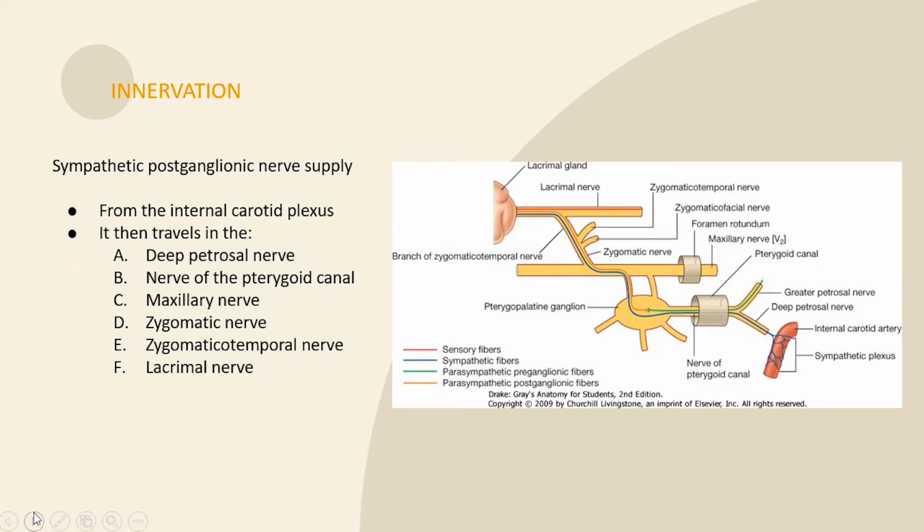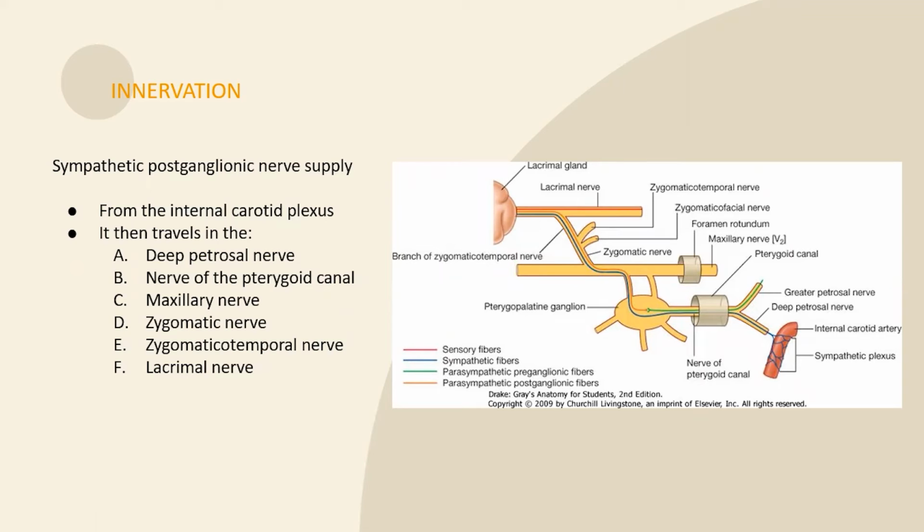It is also good to note that the lacrimal nerve, this nerve, is responsible for the sensory innervation of the lacrimal gland. It is an ophthalmic branch of the trigeminal nerve, and as was mentioned earlier, it is responsible for its sensation.